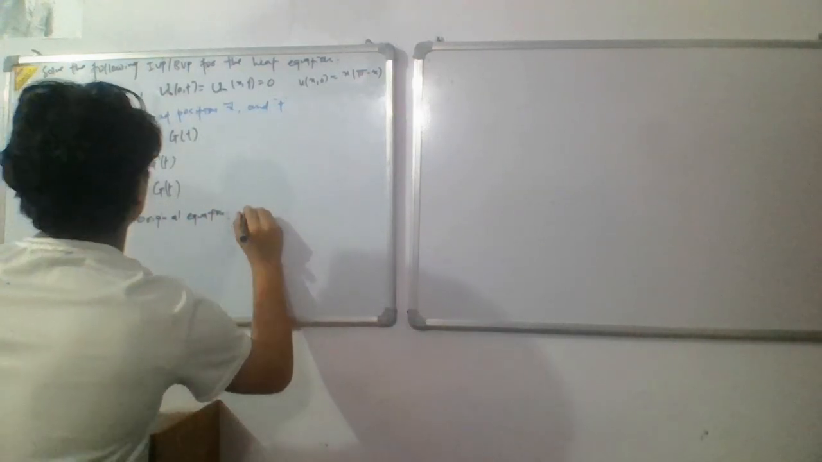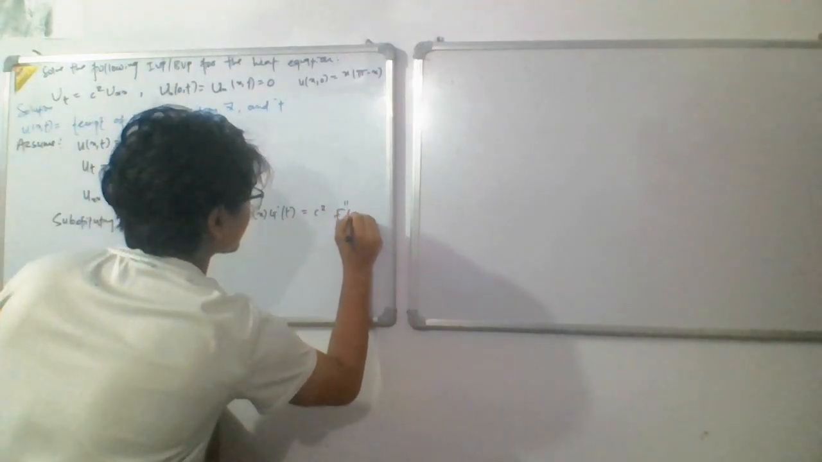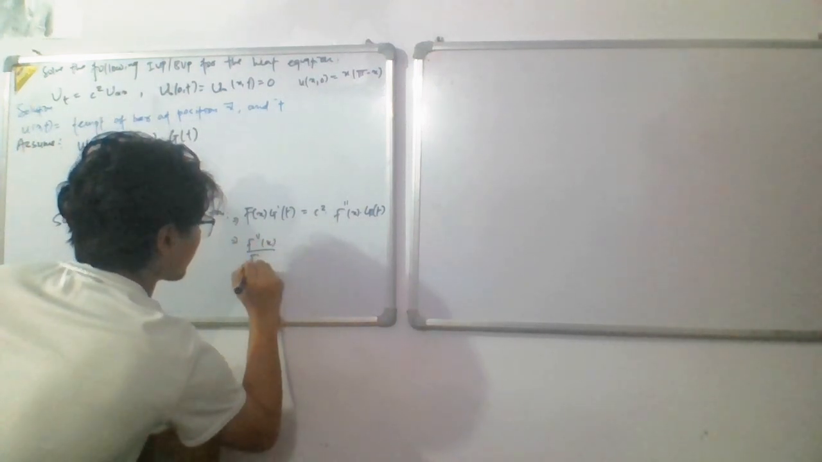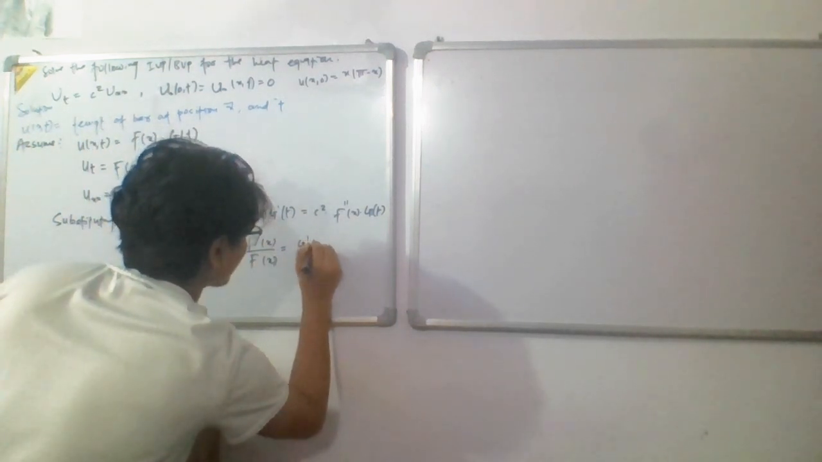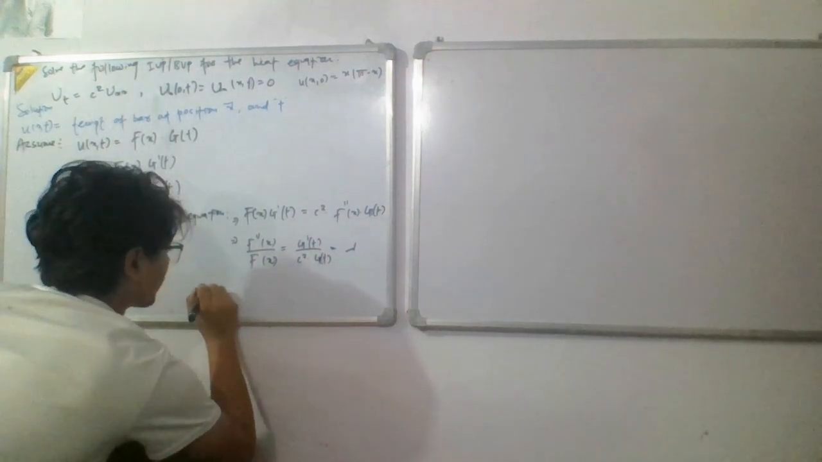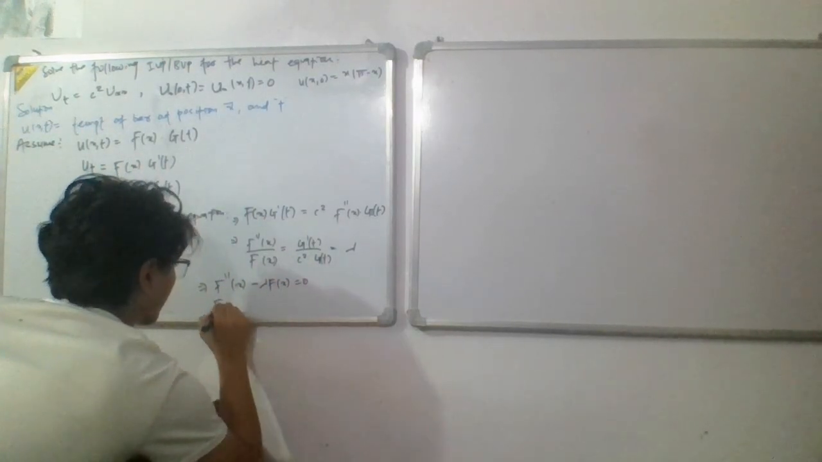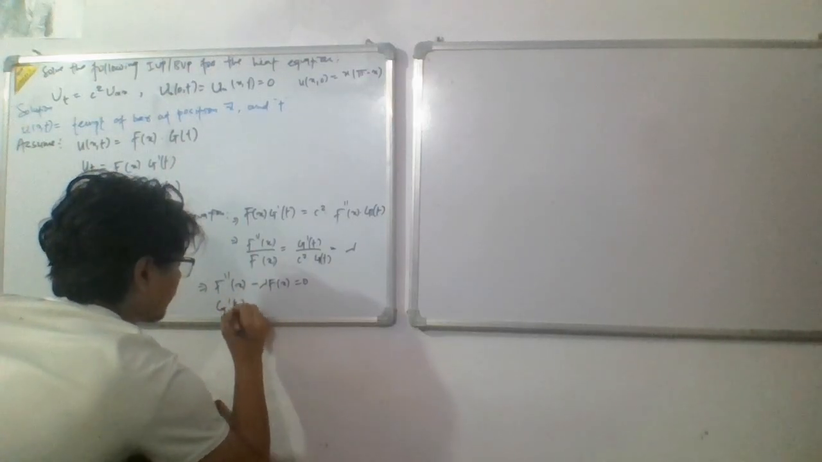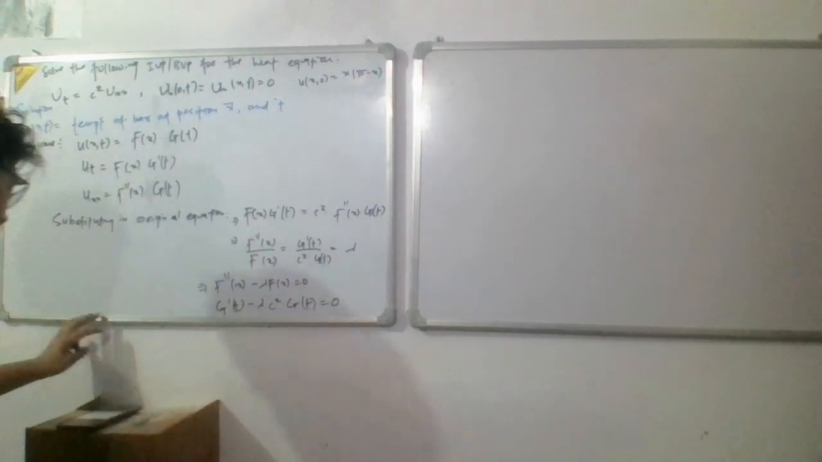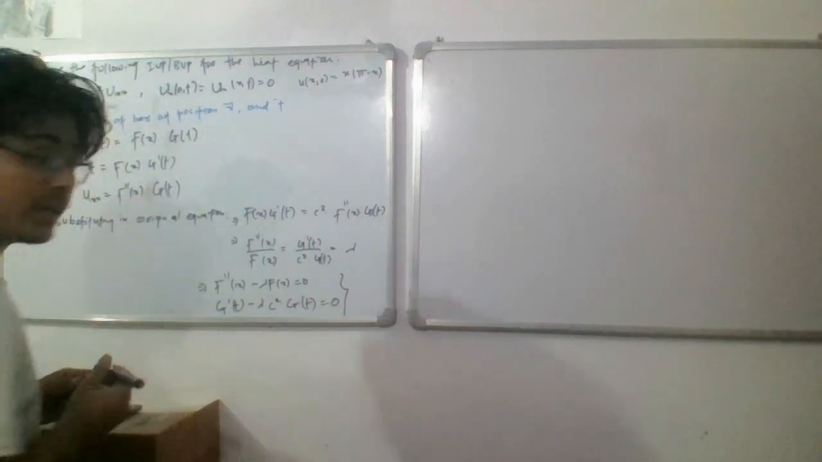After substituting in the original equation, we get F(x)G'(t) equals c squared F''(x)G(t), and we get F''(x)/F(x) equals G'(t)/(c squared G(t)). Let this be lambda. Then we get two ordinary differential equations. The first one looks like this, the second one looks like this. Okay, these are our ordinary differential equations.